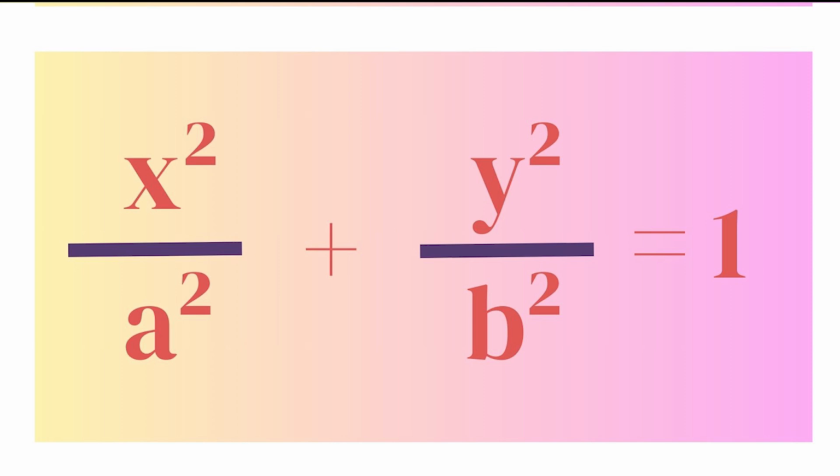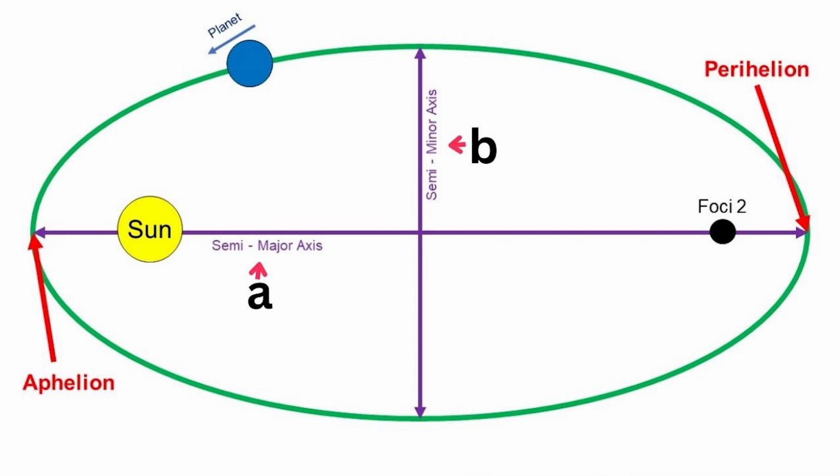Here, a represents the semi-major axis, which is half the longest diameter of an ellipse, and b represents the semi-minor axis, which is half the shortest diameter. The two axes intersect at the center of the ellipse. The key point is that the sum of the distances from any point on an ellipse to the two foci is constant. This unique property is what gives the ellipse its shape.